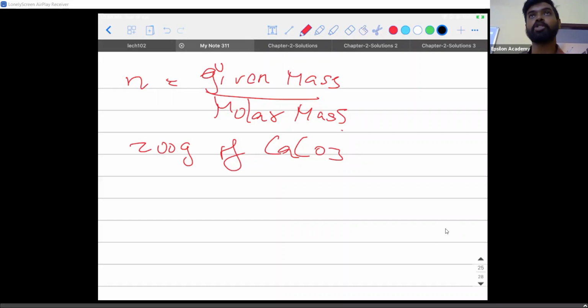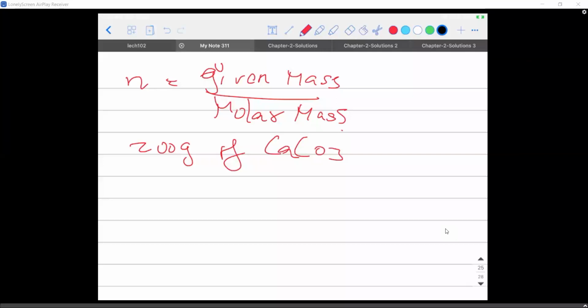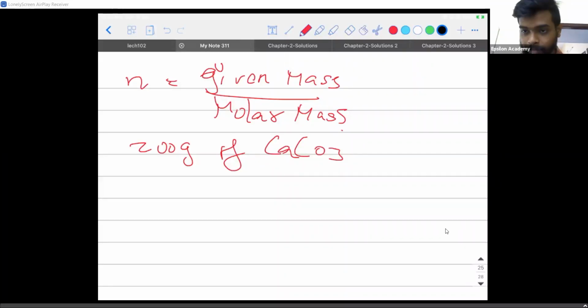0.2 moles. 0.2 moles or 2 moles? How is it 0.2? Okay. 2 moles. 2 moles. Yeah. What is it, Mithun? Sir, 2, sir, answer. 2 moles. Yeah, we'll come to that.